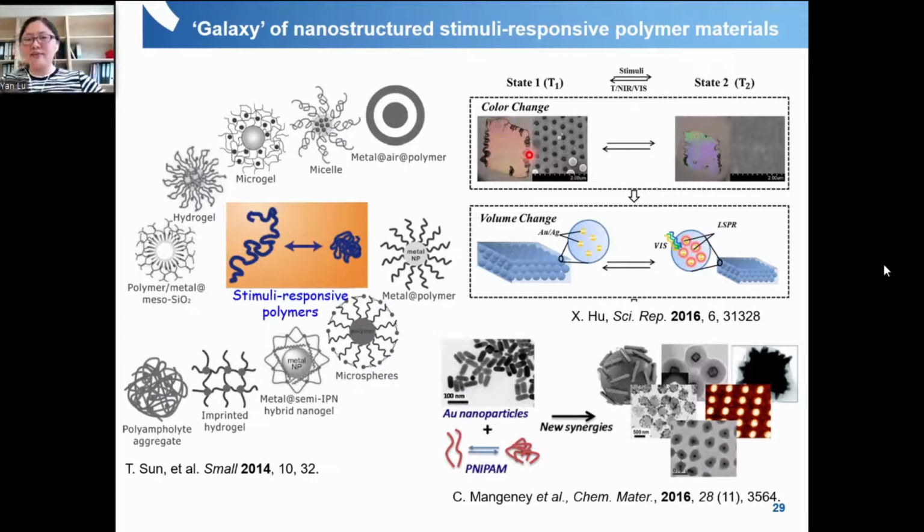Another, of course, beauty of this system. So here's one example. Most often, gold nanoparticles are the most well-studied system, because here you can have either gold nanorods or spherical gold nanoparticles or even star-like structures embedded with this polyNIPAM. The combination will bring you a kind of new synergy of your complex system, especially for the optical application in this case.